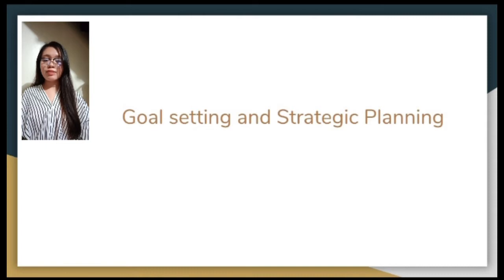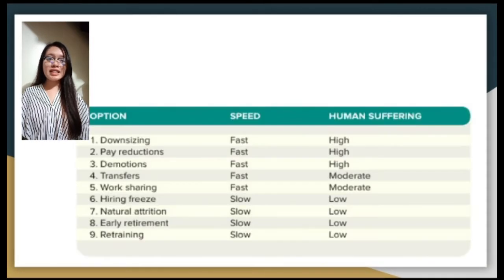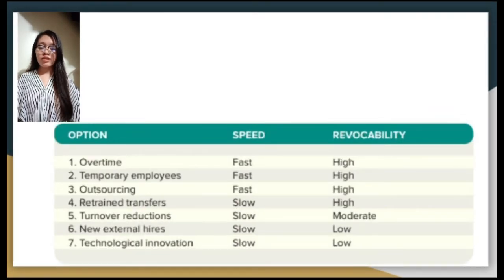This is where setting specific quantitative goals will follow to focus attention on the issue and provide a successful solution to a pending labor shortage or surplus. The goal should be based on labor supply and demand analysis, and it should be detailed. This is a critical stage due to the various options available. As you can see, there is downsizing, pay reductions, transfers, overtime, outsourcing, and many more that differ in speed, human suffering, reversibility, effectiveness, and expense.